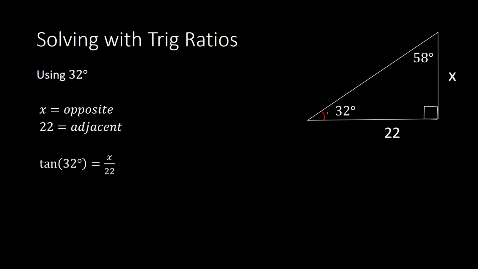Tangent, by definition, is opposite over adjacent. So if I take tan of this angle, tan of 32 degrees, that equals opposite, which is x, over adjacent, which is 22.